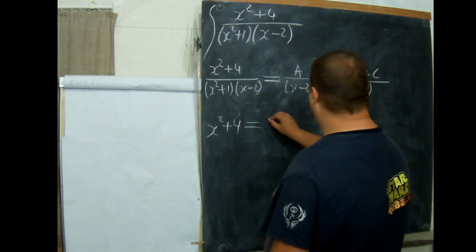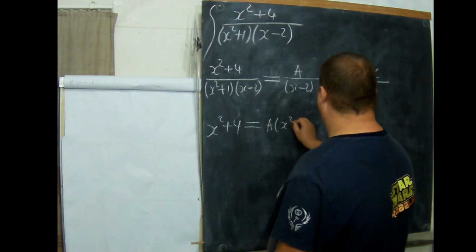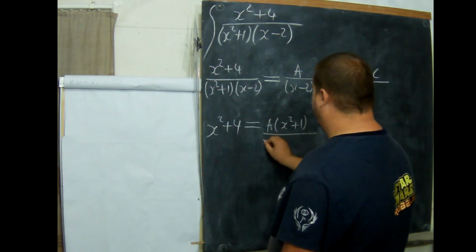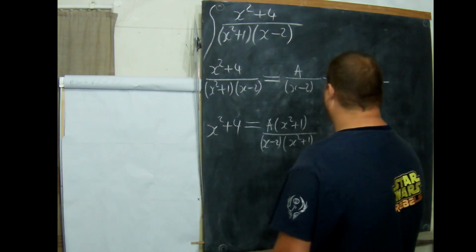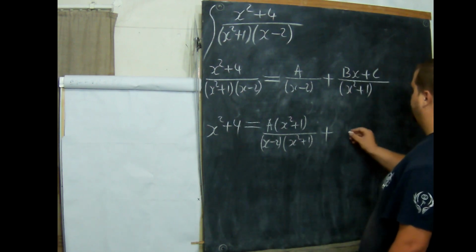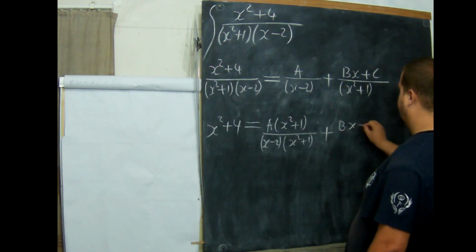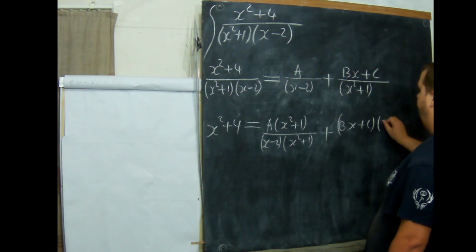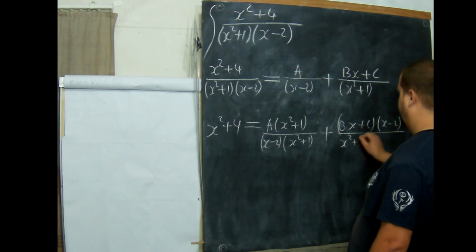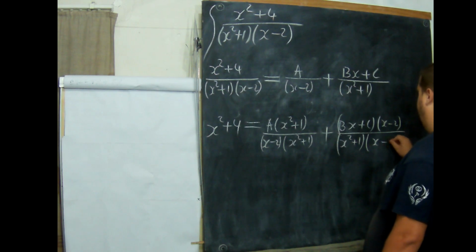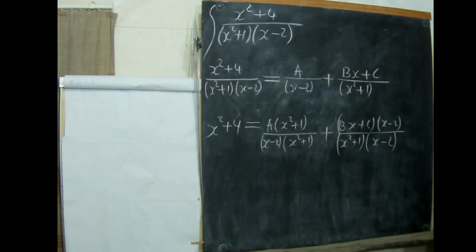So we'll have A(x squared plus 1) over (x minus 2)(x squared plus 1) plus (Bx plus C)(x minus 2) over (x squared plus 1)(x minus 2). Okay. Now we have a common denominator. Now we have a completely common denominator.